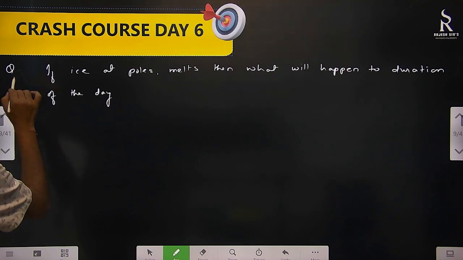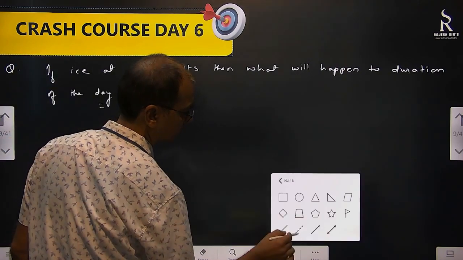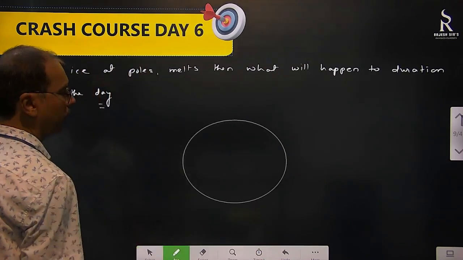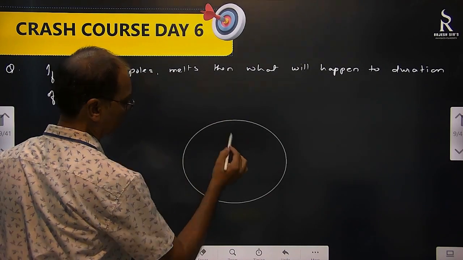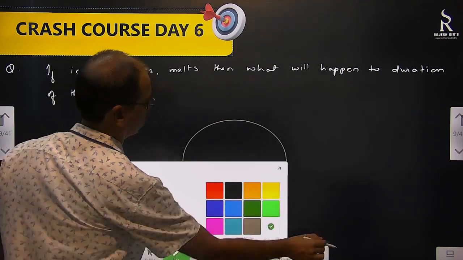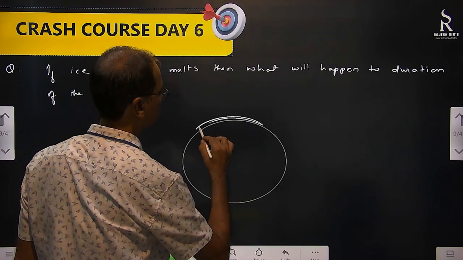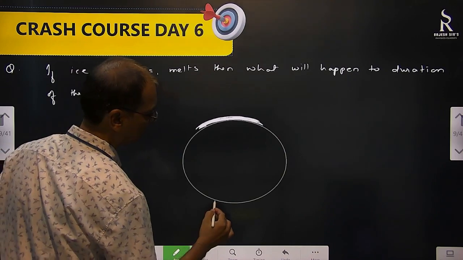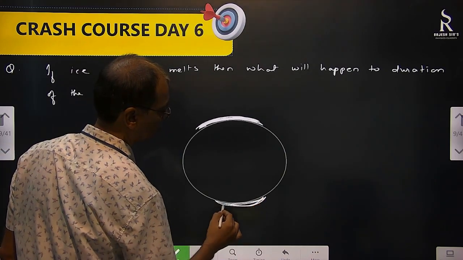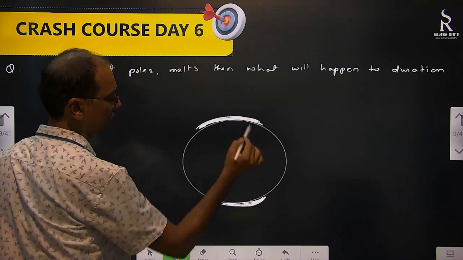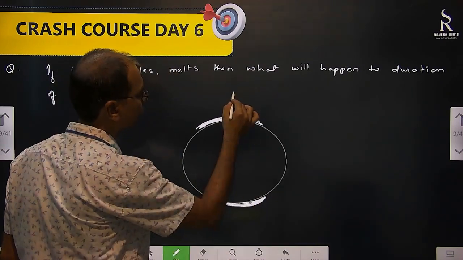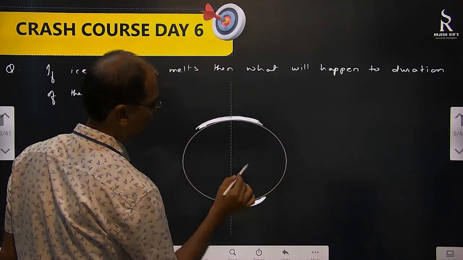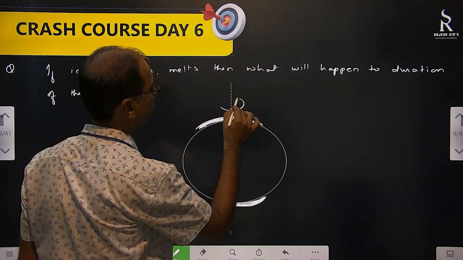So what do you know now? This is Earth. Where is ice here? Here is ice. Here also. There is ice like this. And this is the axis about which our Earth is rotating. Earth is rotating like this.